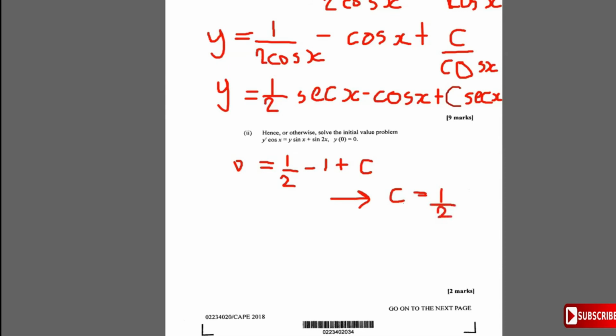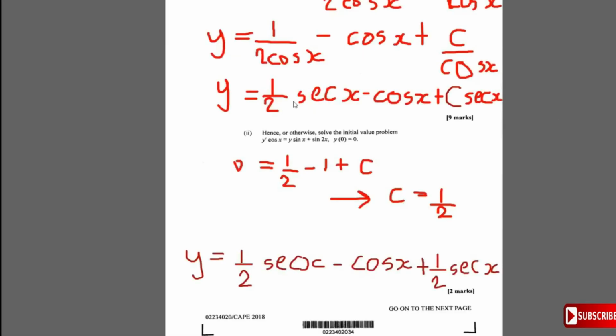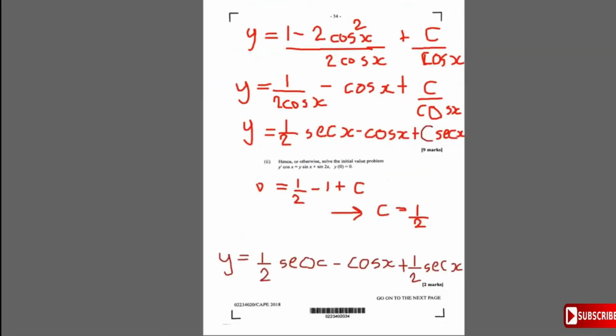So the solution to the initial problem then is y is equal to a half sec x minus cosine x plus c sec x, and c is a half, plus a half sec x. This is how we do this question. Nice and easy. Now, we finish this part of the question. So now we go to part B.